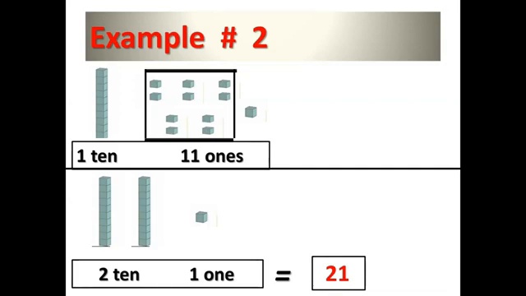We make another block of 10 blocks and make them tens. So this 10 block will go to that 10 block. Now here we have two 10 blocks and one 1 block. So here we write 2 tens, 1 one. So 2 tens and 1 one make 21. So here we write 21.